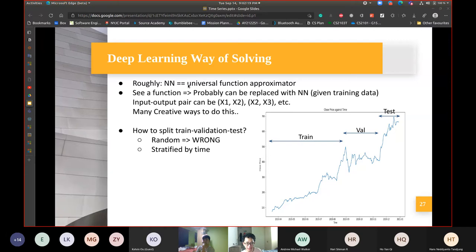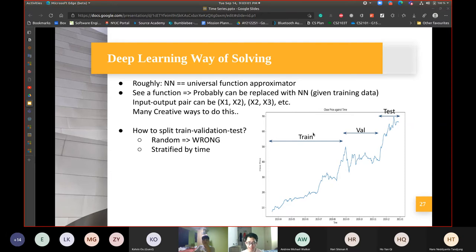So if you just replace your equation just now in the slides, which is a linear equation, with a neural network, you're removing the assumption that your data must be linear. Because your neural network can be linear, but it can also be some other thing. And one way you can do this, as I mentioned just now, is to sample your data. So you take data at time 1, time 2, time 3, and then use time 4 as the target. And then time 2, time 3, time 4, use time 5 as the target. And in this way, you construct a data set.